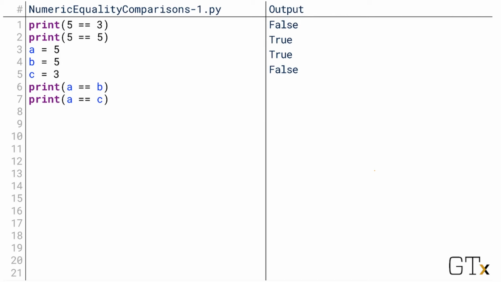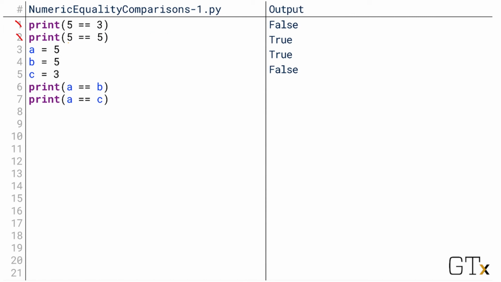Our numeric comparison statements are pretty simple. If we want to compare whether two numbers are equal, we just write the numbers, or the variables that are holding the numbers, with two equal signs between them. When the computer runs line 1, it asks, does 5 equal 3? No. So it prints the evaluation of the statement 5 equals 3.